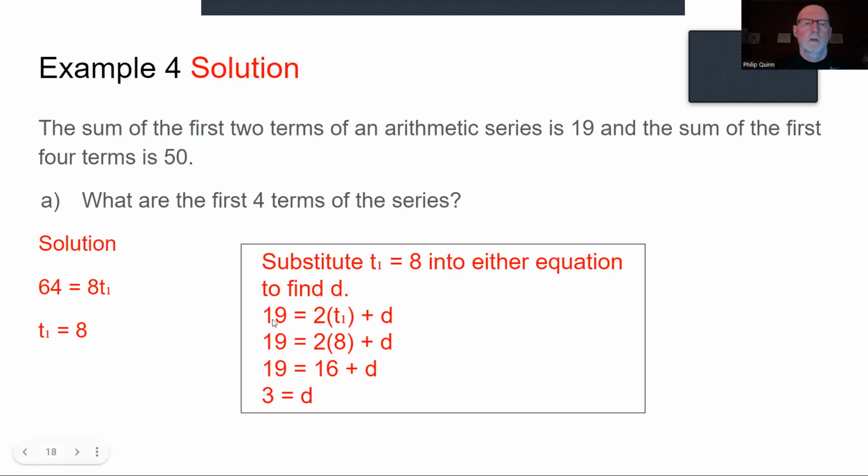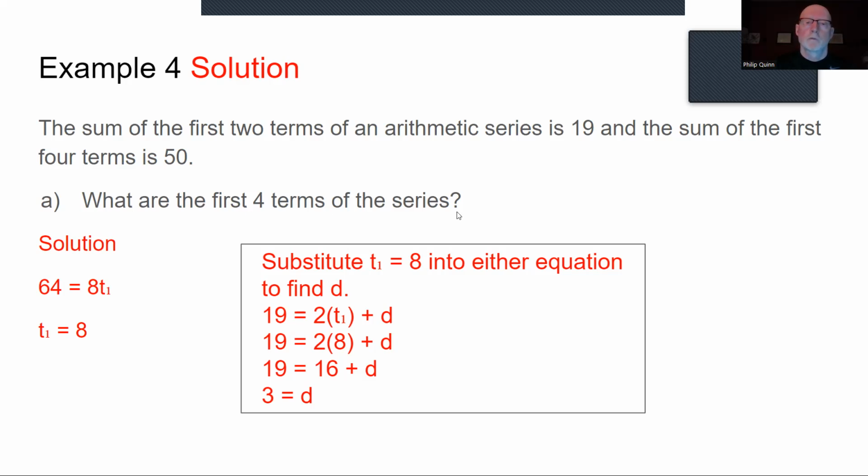I've chosen this equation: 19 is equal to 2t1 plus d. So we'll take the t1 equals 8, put it into that spot. 2 times 8 is 16. So we're looking at 19 is equal to 16 plus what? The what is our d, or common difference. So subtract 16 from both sides, and we see the common difference is 3. Now, after doing all that work, we can get to answering the question.